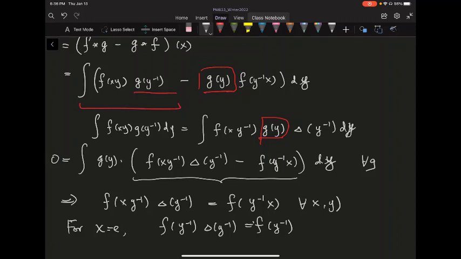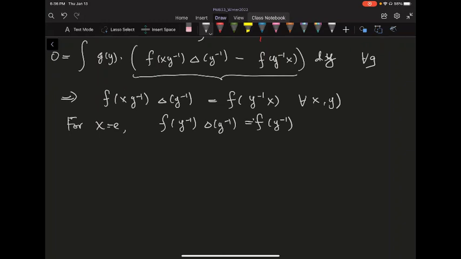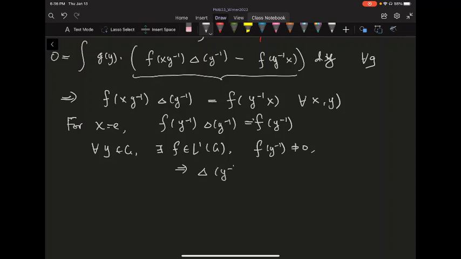Because for any y, there has to be some L1 function f that makes f of y inverse non-zero. Okay, so in other words, this delta y has to be equal to 1 for all y. Let's say for every y inside G, there exists some f inside L1 of G so that f of y inverse is non-zero. That implies, when I run this formula, delta y inverse has to be equal to 1 for all y. In other words, this delta has to be equal to 1. So your group is going to be unimodular.